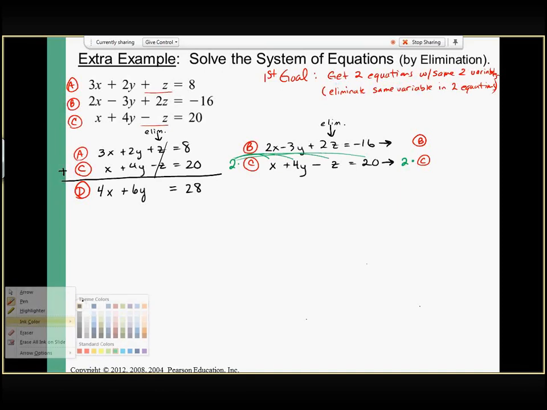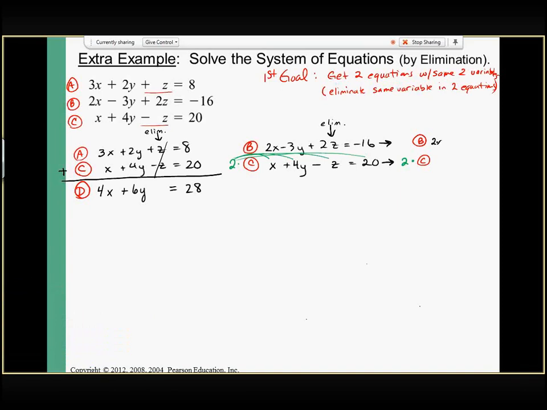My equation B, I'm not going to do anything with, so I'm going to just recopy. 2x minus 3y plus 2z is equal to negative 16. Whew, I made it. When I multiply equation C by 2, I get 2x. 2 times positive 4y is positive 8y. 2 times negative z is minus 2z is equal to 2 times 20 is 40.